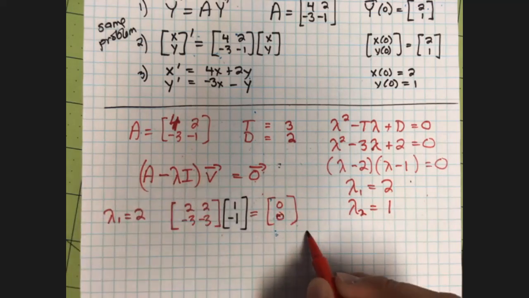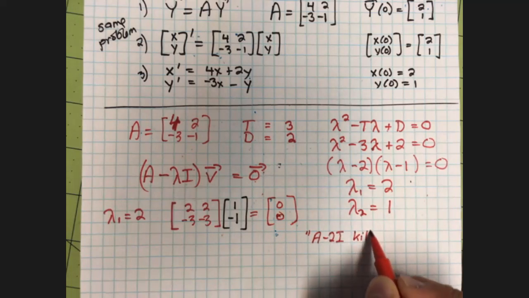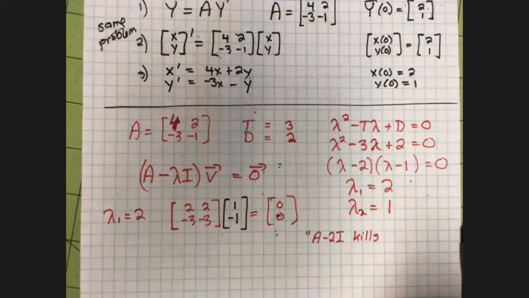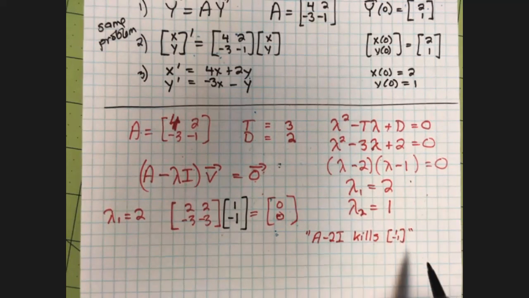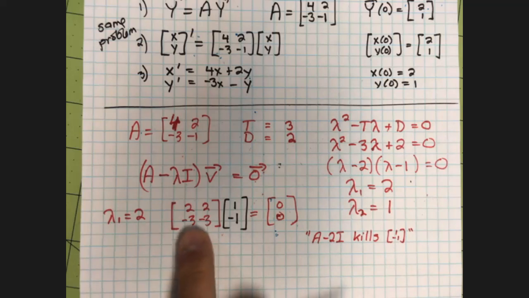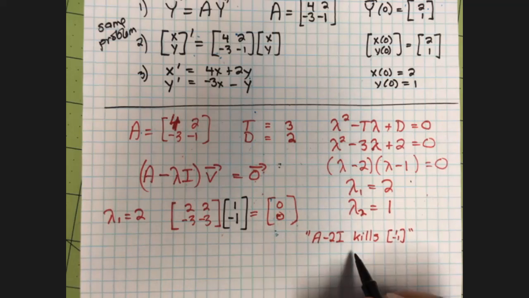What we say in language is that A - 2I kills 1, -1. Now this is math slang, but I don't mind if you use it. It's not a wicked thing to say. When I say that this matrix kills that vector, I mean it destroys it, it sends it to 0, 0. Another word people use is annihilates.